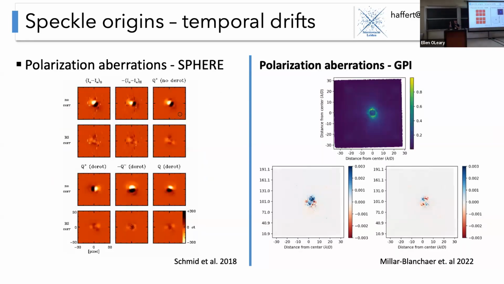Then we have polarization aberrations. I did not talk about polarization at all, but each polarization state propagates through your system in a different way. And it means that there's a difference between the different polarizations. So here you can see images from SPHERE and GPI where we can actually see the effects that they create here and here.